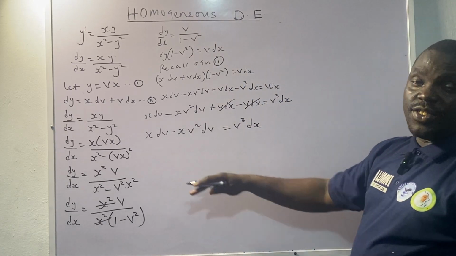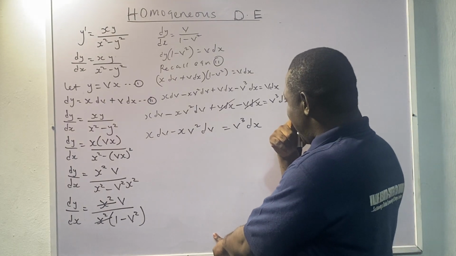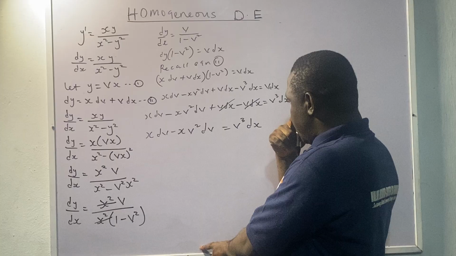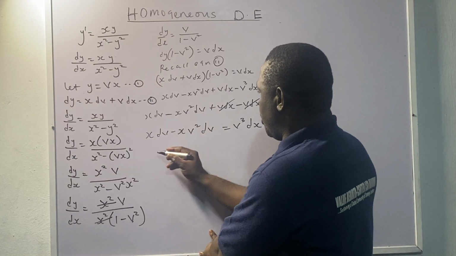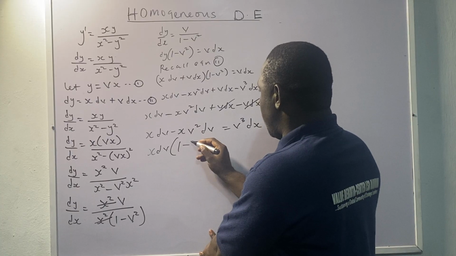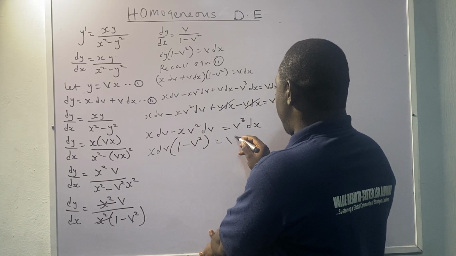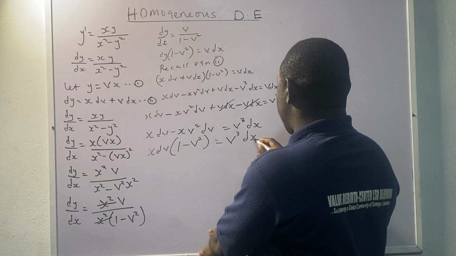Yes, any question to this point? In case you have any question, you can ask. So what's the next thing? I'm looking at something very common here. I think x is common. dv is also common. So you have one plus v squared. Yes. And also seeing this.